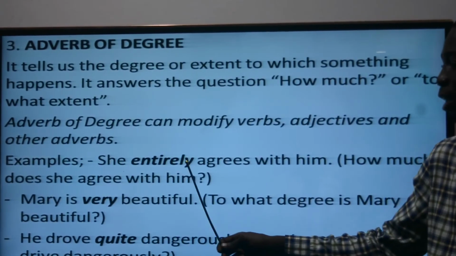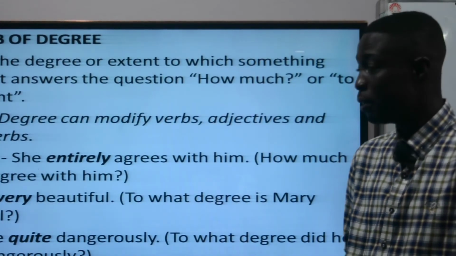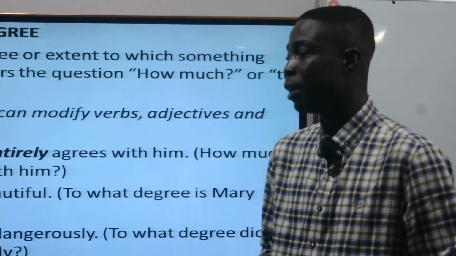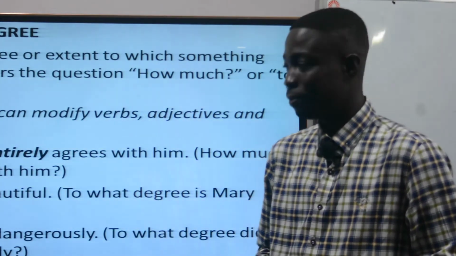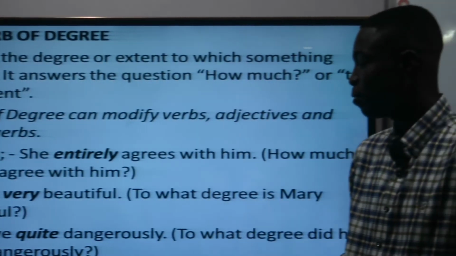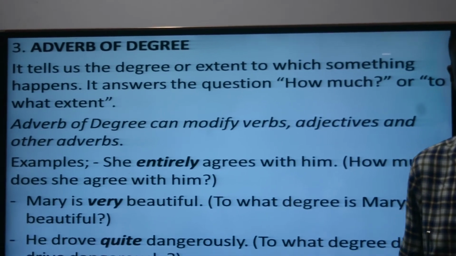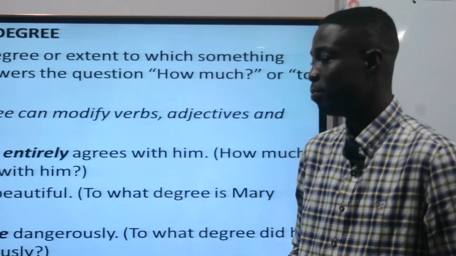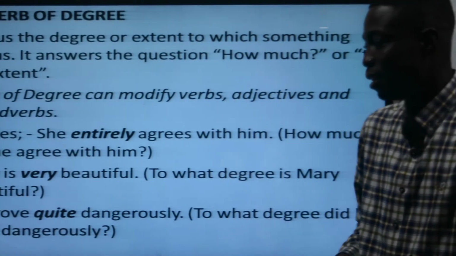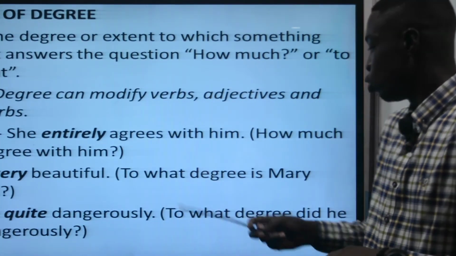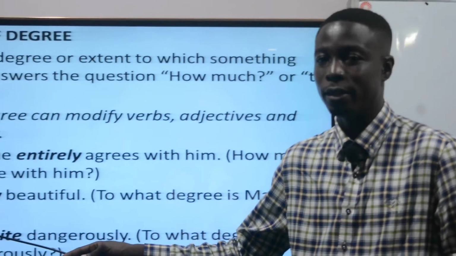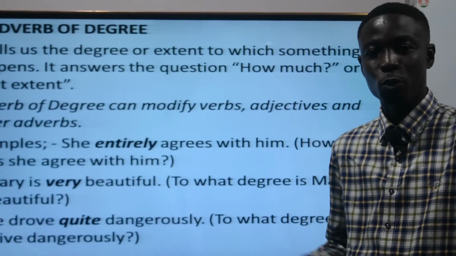Examples. She entirely agrees with him. How much does she agree with him? Entirely. Next example. Mary is very beautiful. To what degree is Mary beautiful? Very, very beautiful. The next example. He drove quite dangerously. To what degree did he drive dangerously? That is quite. On this note, we will end this particular episode.